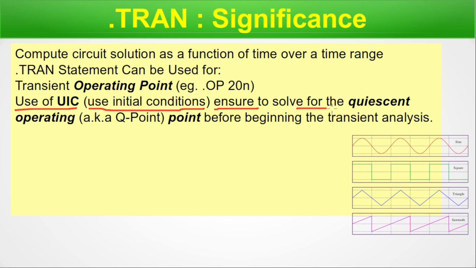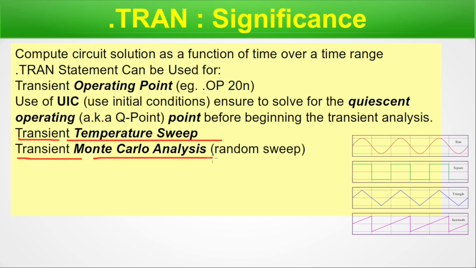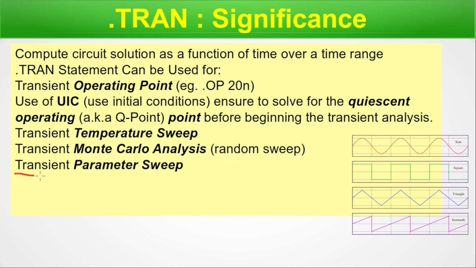We ensure to solve the quiescent points, that is the Q point, before beginning the transient analysis. That means this Q point analysis is coupled with the transient analysis and it is different from the default Q point analysis. Transient temperature sweep can also be taken care of by this .TRAN. Transient Monte Carlo analysis, that is the random sweep, can also be taken care of by transient analysis. We can do the transient parameter sweep also.